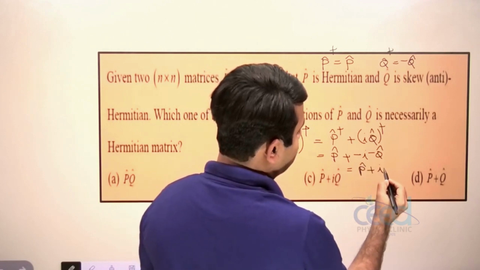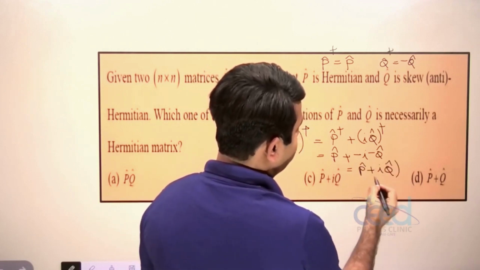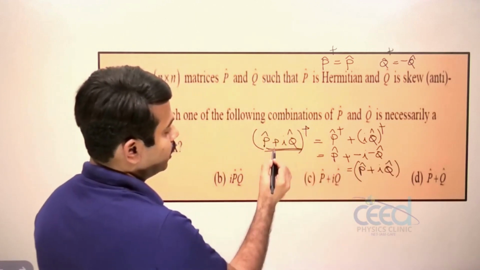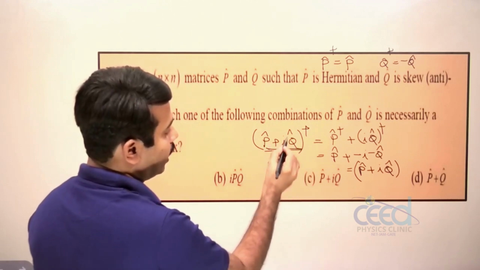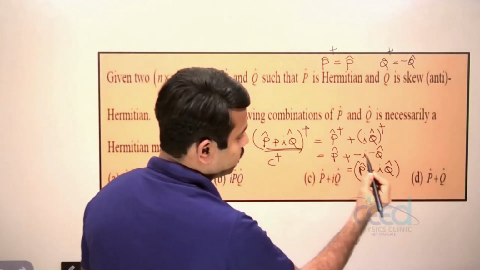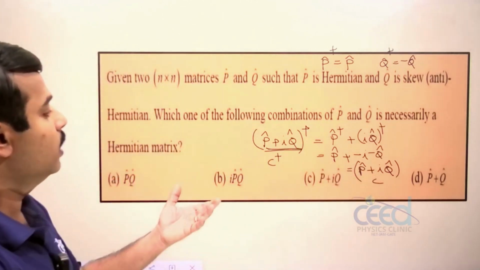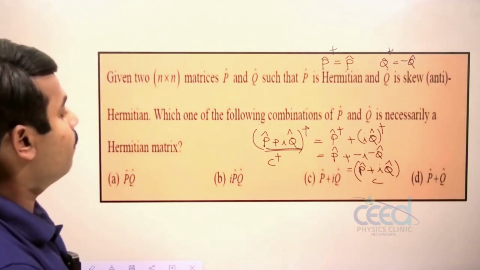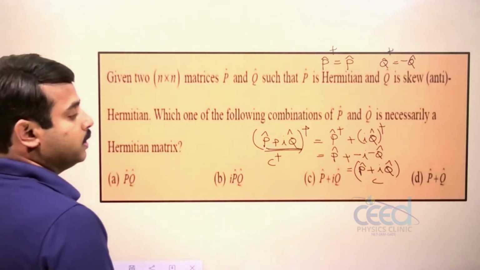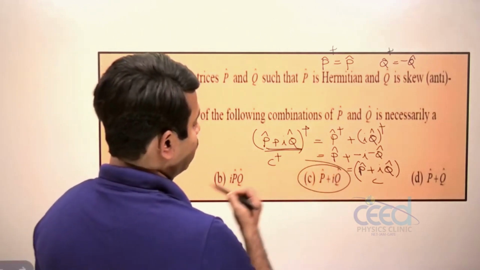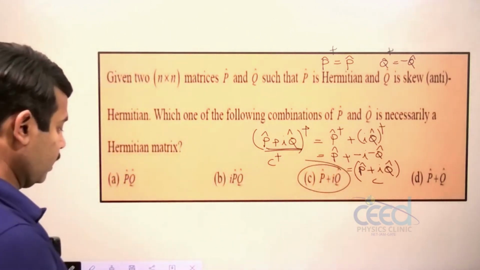Then this is Hermitian. P cap plus I Q cap. So we got the same. Then if this is C, then C dagger is equal to C. And C dagger is equal to C means what I can write? That is, this is Hermitian. So option C is correct, right?